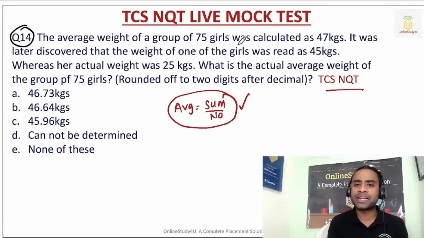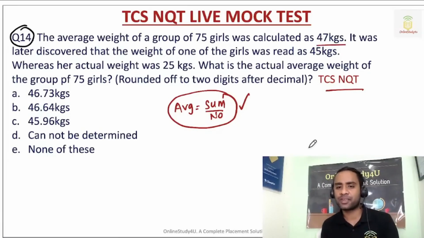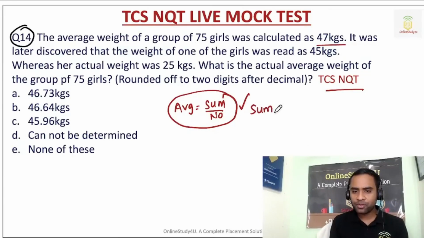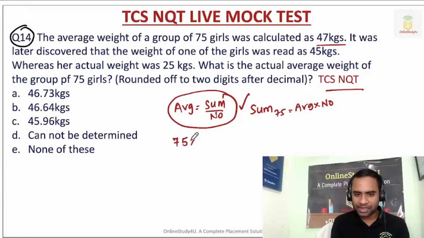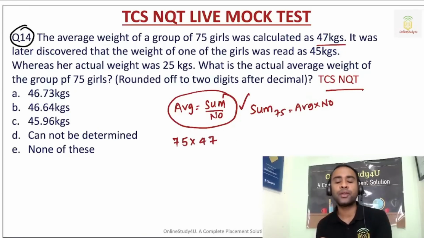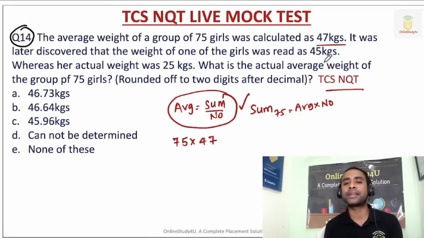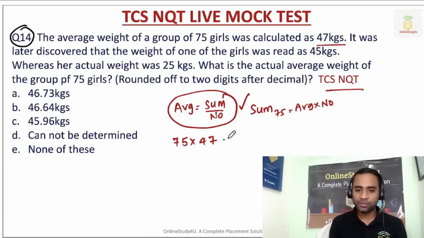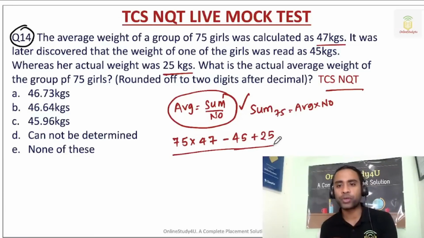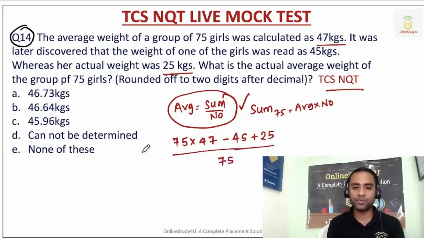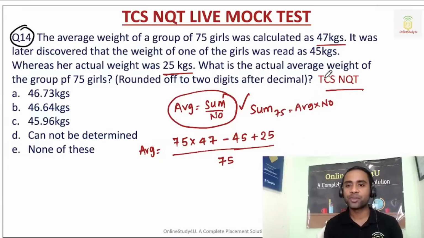The average weight of 75 girls was calculated as 47 kg. So what will be the sum of the 75 girls? Sum will be nothing but average into number. So 75 into 47 is the total weight of the girls. Now it was later discovered the weight of one girl was read as 45 kg, which is a mistake. So I will remove 45 and I will add her actual weight, that is 25. And the total number of girls is 75, because we again have to calculate the average. So what is the actual average?